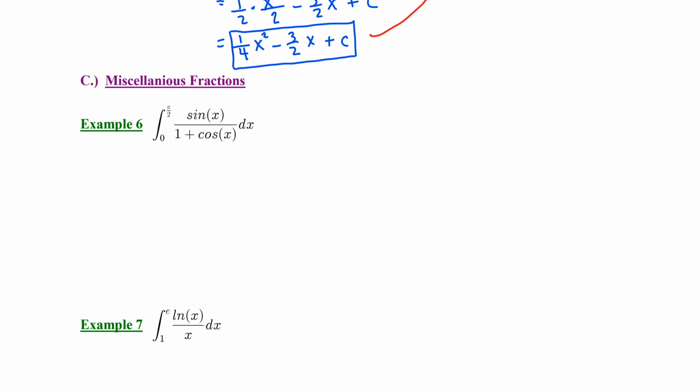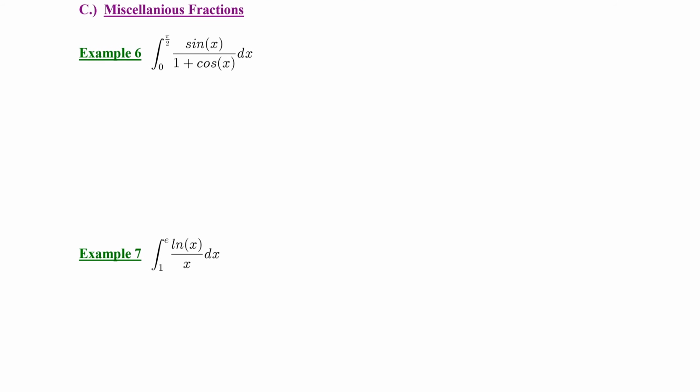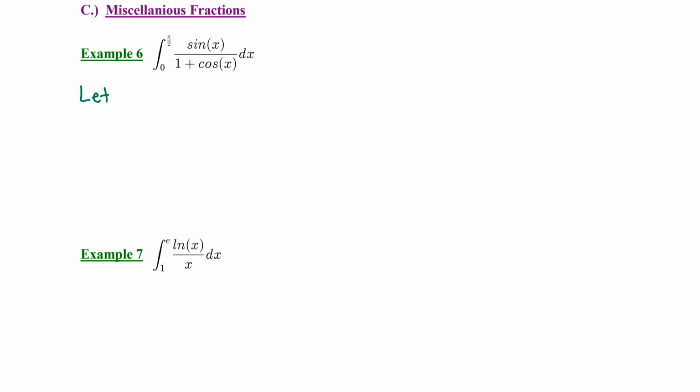Now, let's look at some miscellaneous fractions. They're going to require a similar substitution, though they're not technically rational functions. Rational functions are the quotient of two polynomial functions. So example 6, we do have a fraction here, but technically it's not a rational function, but we're going to handle it with the same technique. We're going to attempt to let u equal the denominator, 1 plus cosine of x.